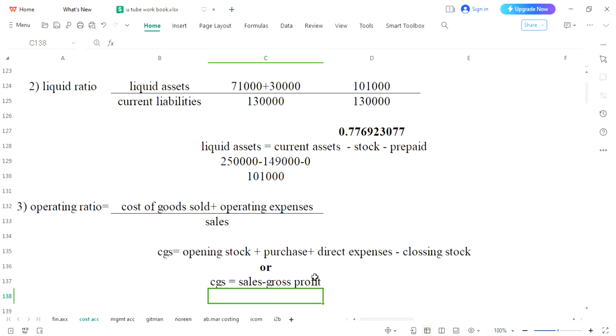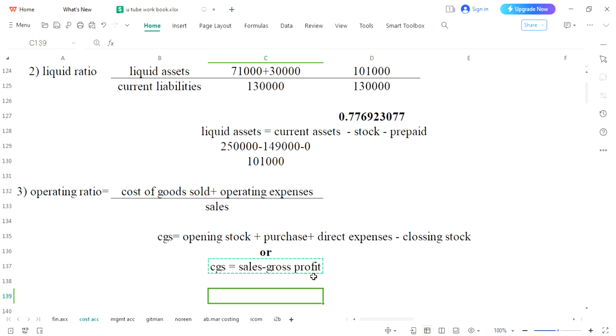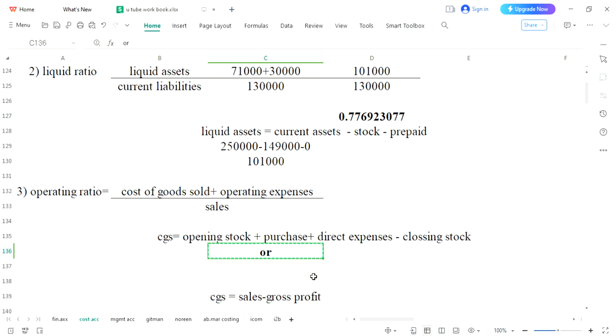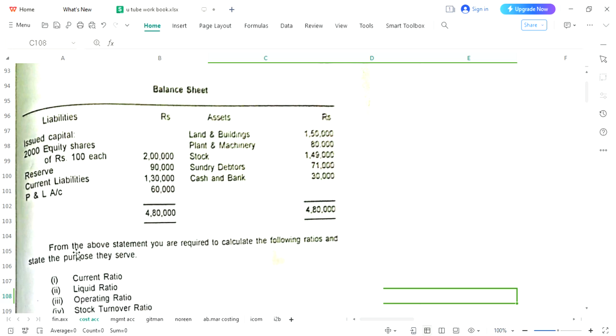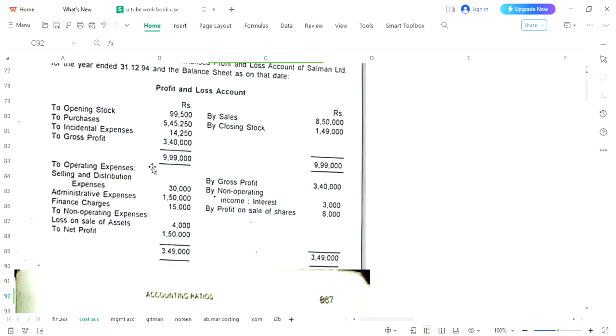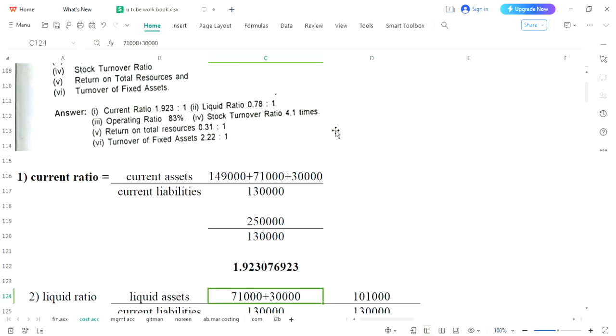And surely we will try to apply both. But first, since this formula is a little easy for us, we are applying it. For that, we need sales. Let's get back. And this is your first page. And sale is already provided, 8,50,000.